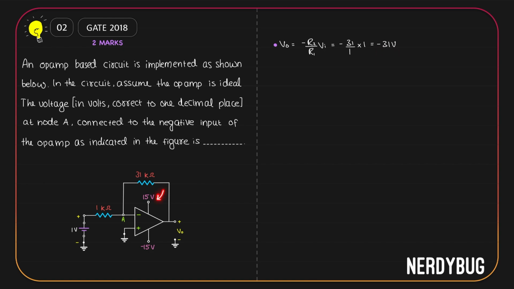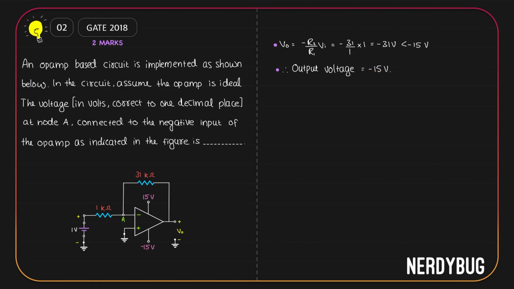Vsat is only plus or minus 15 volt. So the maximum negative value we can have at the output is only minus 15 volt. What we need is more than that. Minus 31 volt is less than minus 15 volt. So the output will be saturated and the output voltage is going to be minus 15 volt.